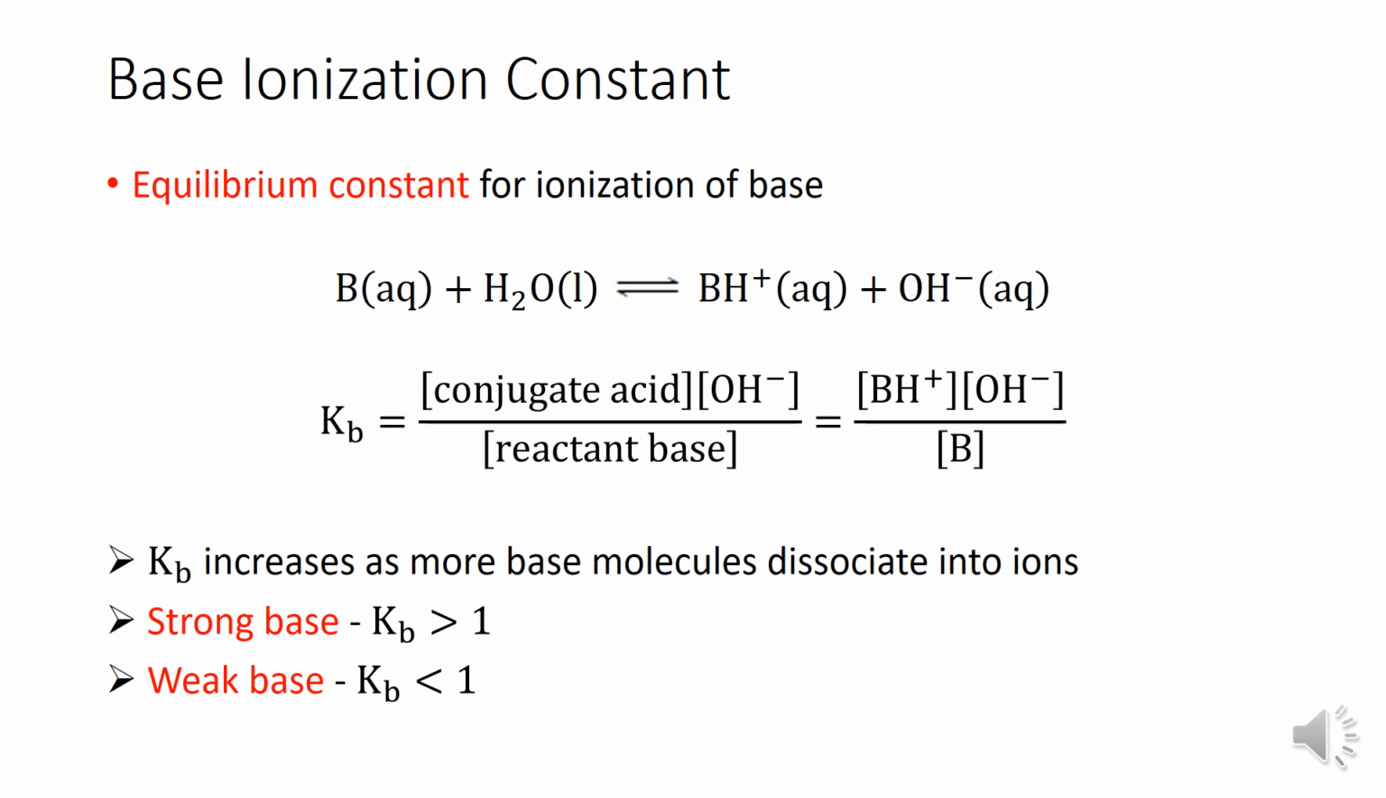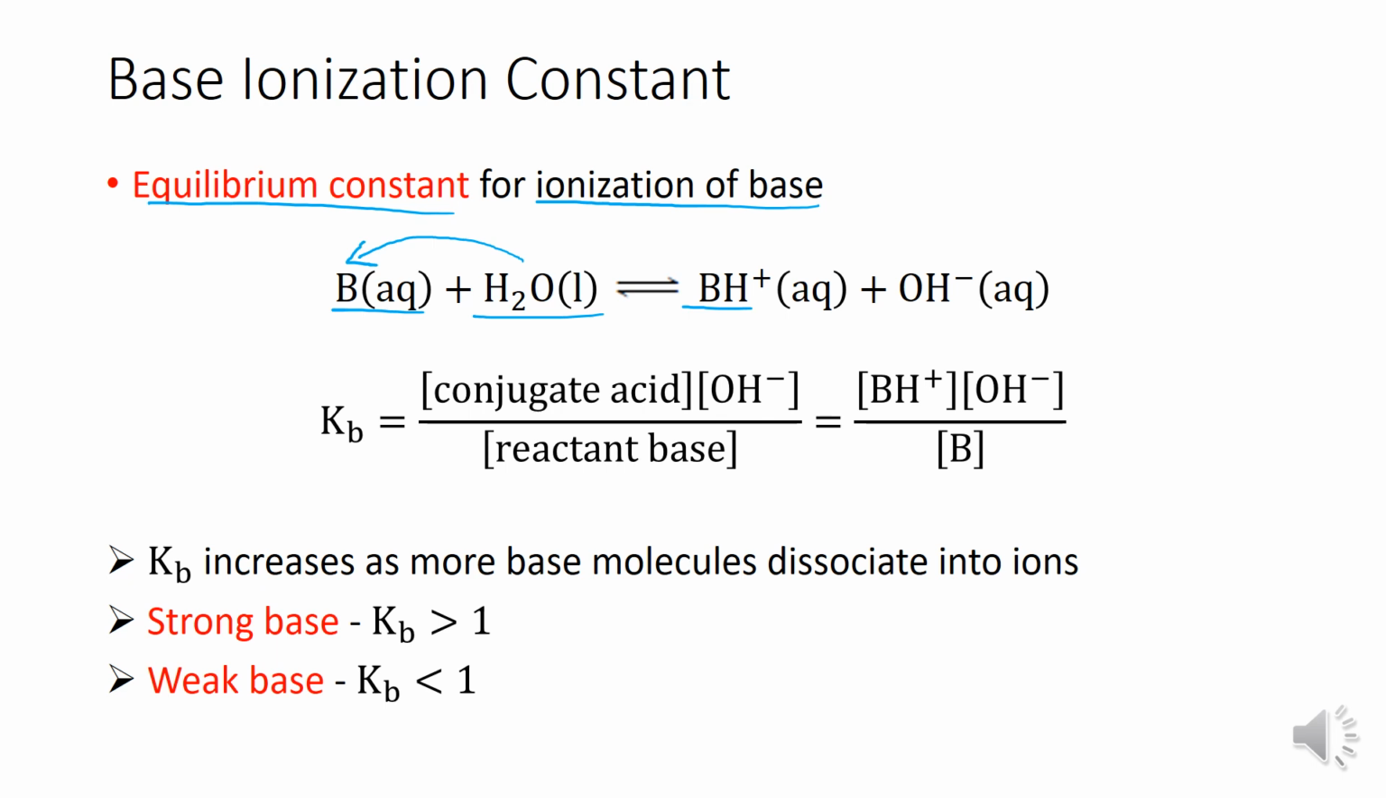Then we also have the base ionization constant. It is the equilibrium constant for the ionization of a base. So let's say we have a base B and we add that to water. Since a base is a hydrogen ion acceptor, one of these hydrogen atoms will be given away to the base. That is to produce the conjugate acid BH.